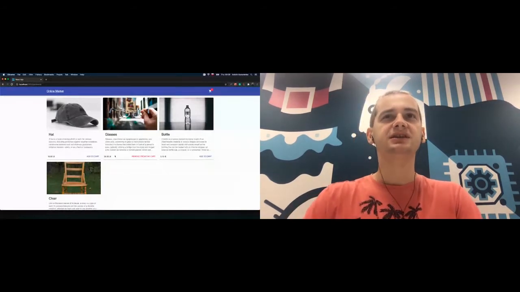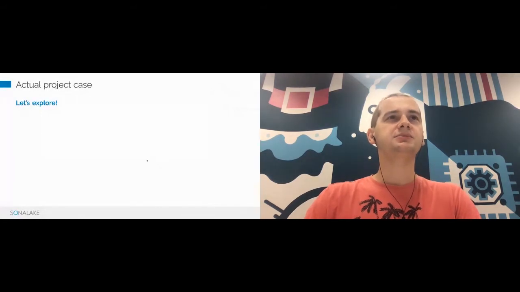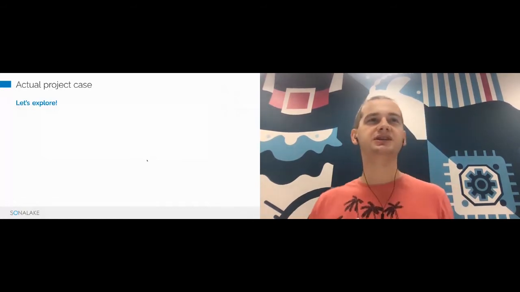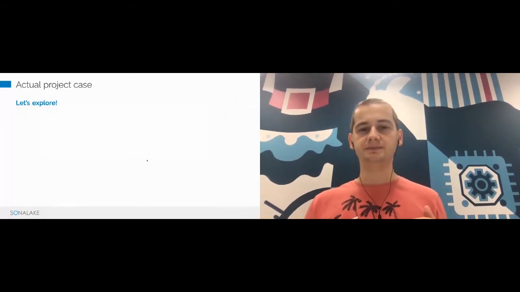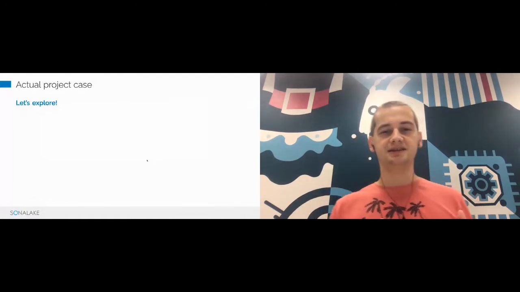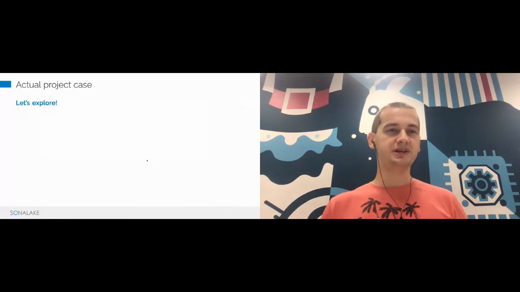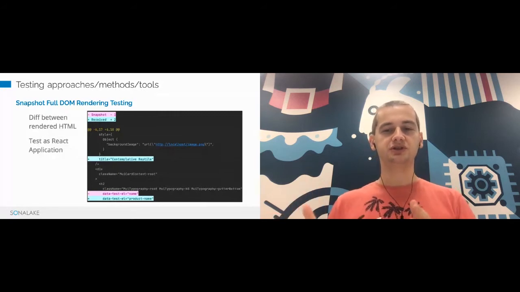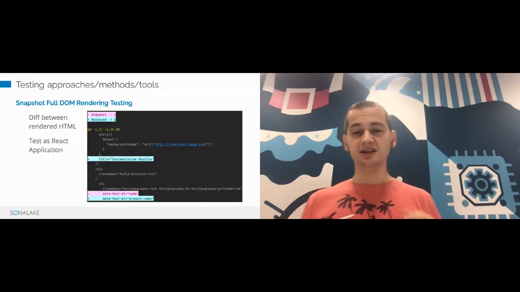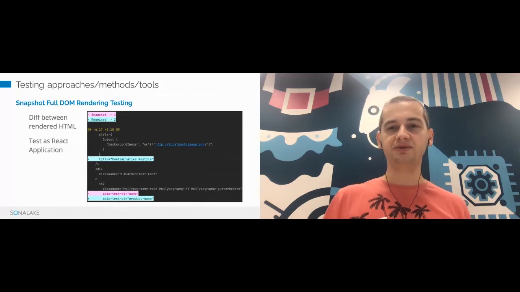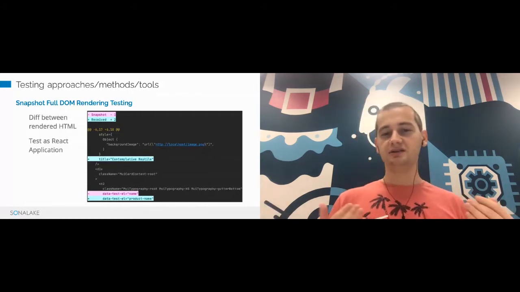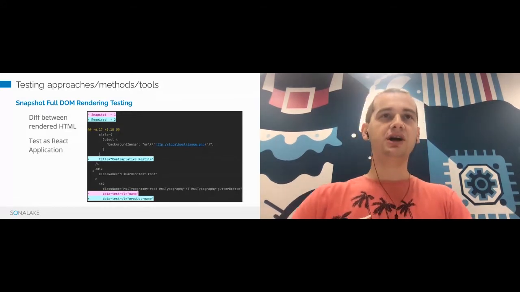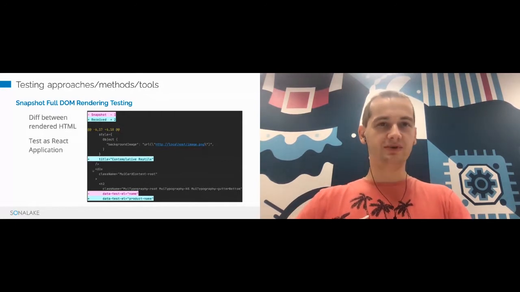So the first approach which we try to use for testing the product card would be snapshot testing with full DOM rendering. Basically, the idea here is that we treat each component as an application. We render it to the actual DOM which we should get in the end, and then we just do a diff between what we had before and what we have right now. If it's the same, it means it works as expected. So let me show you how it works in the real world.